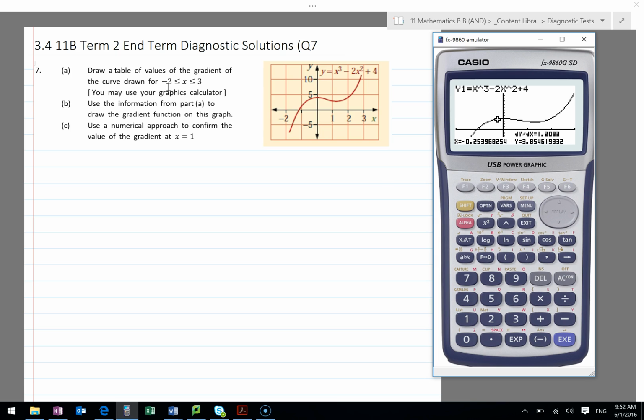I'm interested in a table of values from -2 to 3. So to find it at -2, I'll just type -2 as the x value, and it'll show me the slope at -2. If I want to find the slope at -1, there's my slope. The dy dx is the slope, 7. Slope at 0. It's flat at 0. So I'll go through from -2 to 3, and I'll make a table of values.